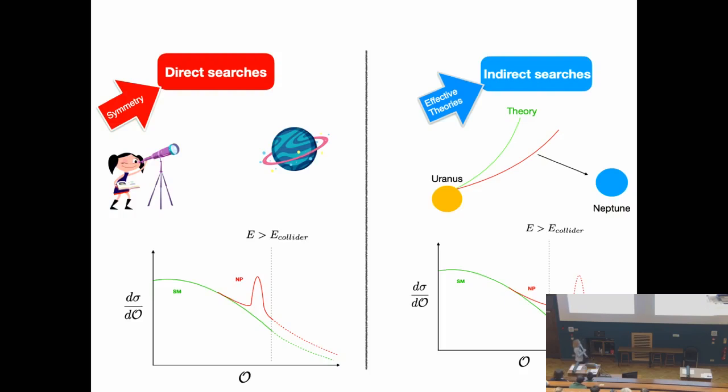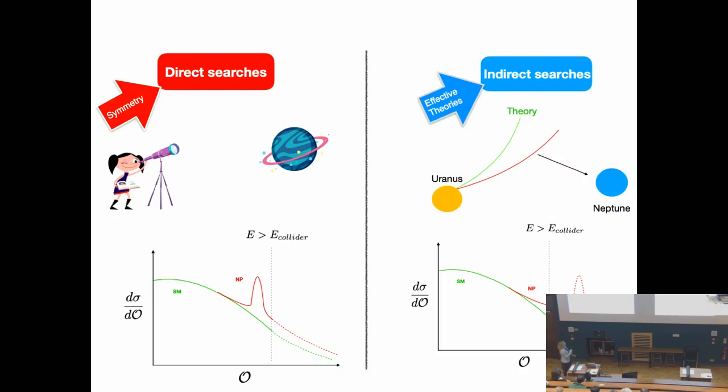But there is also a different way of looking, which is indirect search. It's like, for example, when Neptune was not observed directly, the existence of Neptune was inferred because of the trajectory of Uranus, okay? And in the same way, maybe new physics is not so kind to show up directly at colliders. It might be beyond the energy scale that we can reach, but there might be some sign in the tails of the distribution that show us that there is something lying beyond, okay?